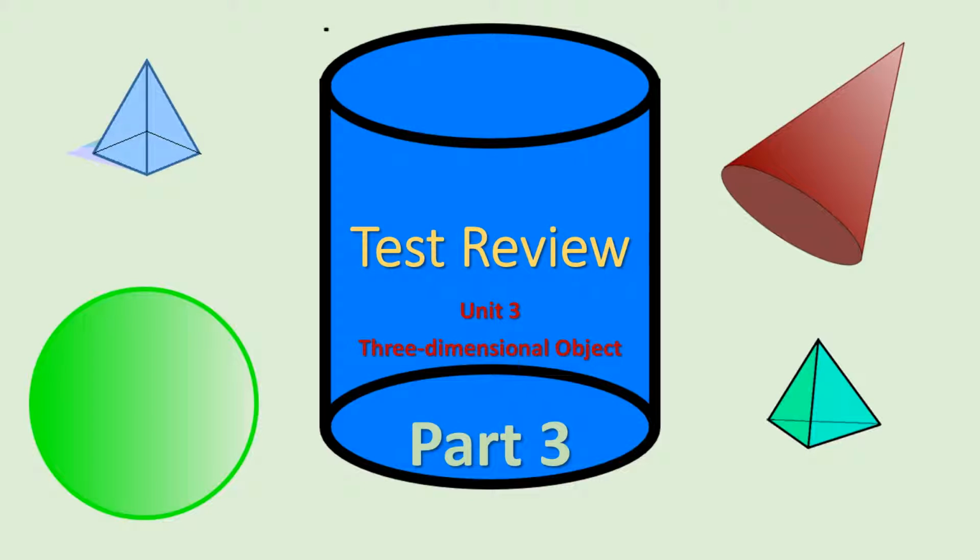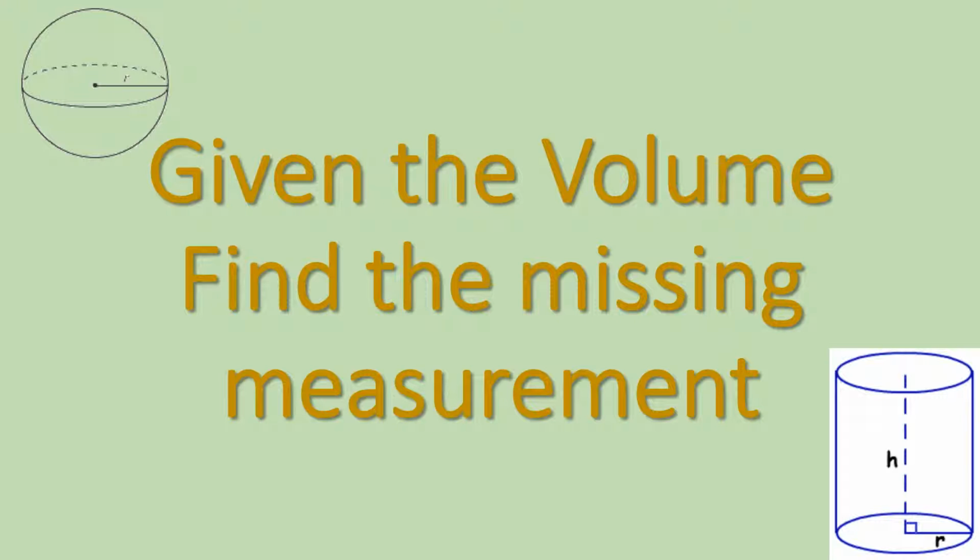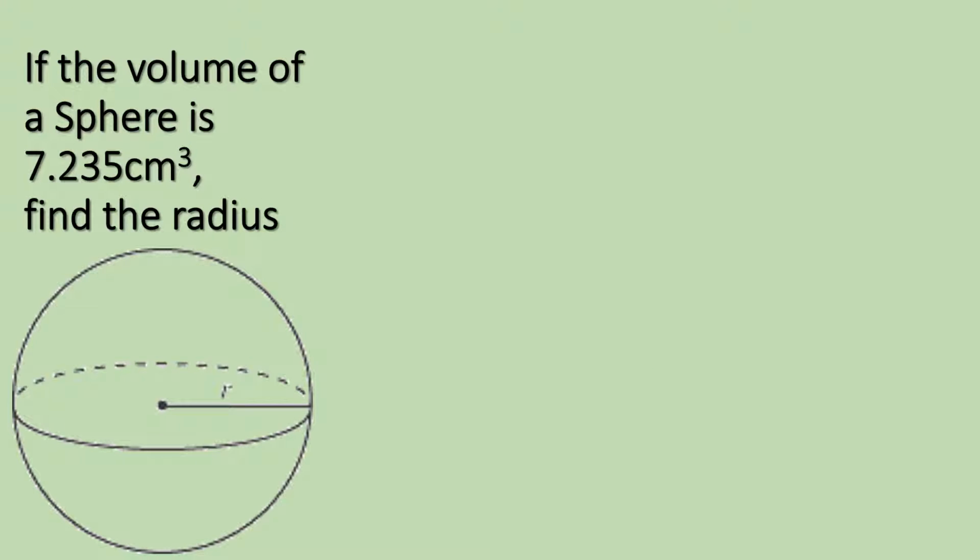Part 3 of Test Review, Unit 3, Three-Dimensional Shapes. We're going to be looking at, given the volume, find the missing measurement. If the volume of a sphere is 7.235 centimeters cubed, find the radius.